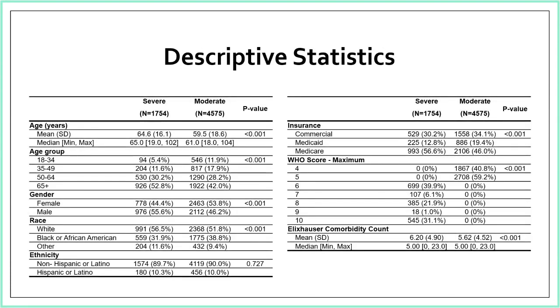So patients with severe COVID hospitalizations were on average about 5 years older, were more likely to be 65 or older, male, white, have Medicare insurance, and had on average just over 0.6 additional comorbidities.